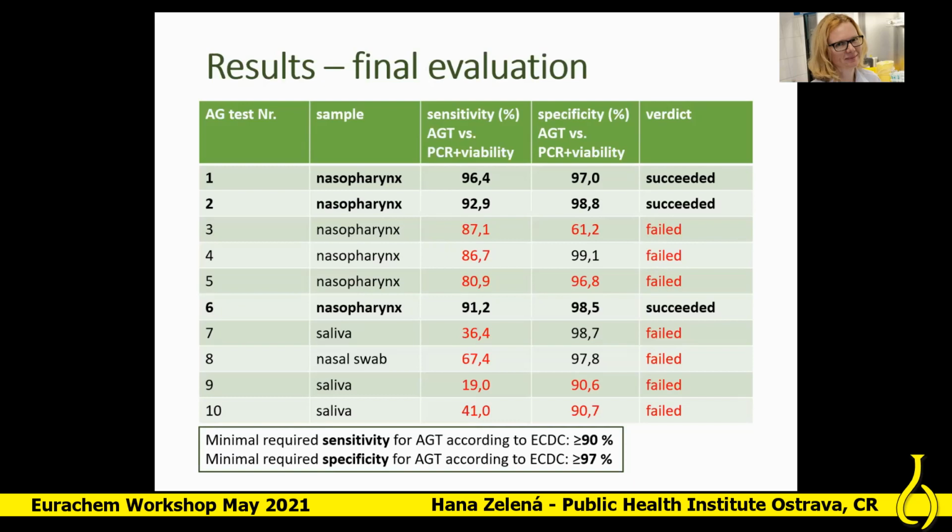And as you can see, from 10 tested antigen tests, only 3 succeeded, and their minimal sensitivity and specificity were sufficient according to the requirements of ECDC, and the other 7 failed. So they shouldn't be used in Europe. But when you consider only declared values, all of them are normally used in our population. So this is the big problem, that the real quality is much worse than declared. Next one.